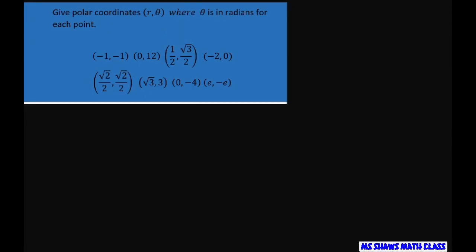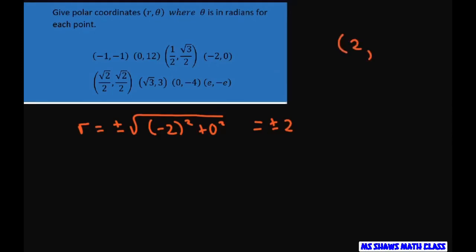Okay, the next one, r equals plus or minus the square root of (-2) squared plus 0 squared. That just equals plus or minus 2. Let's go ahead and take the positive for that. And then our tan θ equals 0 divided by -2, which equals 0. So that's going to be at π, because this is in quadrant 2.